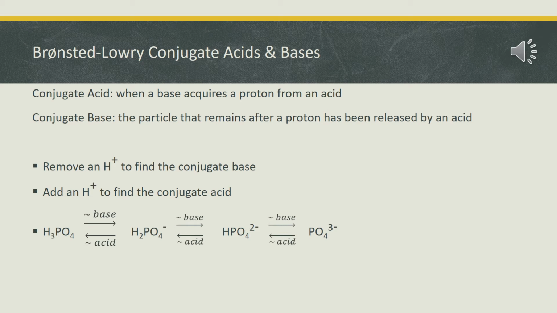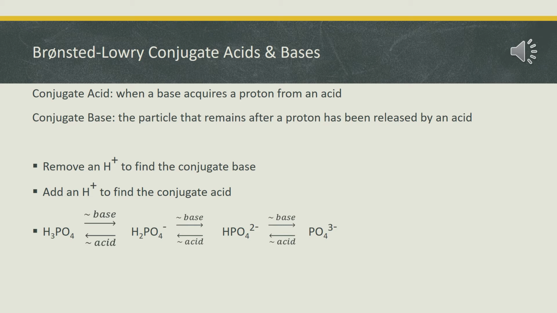In other words, we remove an H+ to find the conjugate base, we add an H+ to find the conjugate acid. And that can be looked at from the diagram at the bottom here. If I take H3PO4, that is an acid, phosphoric acid. To find the conjugate base, I remove an H+. So that means I'm taking away an H and taking away a plus sign. So my H's go from 3 to 2, so we get H2PO4, and then I get a minus charge because I took away a plus sign also.